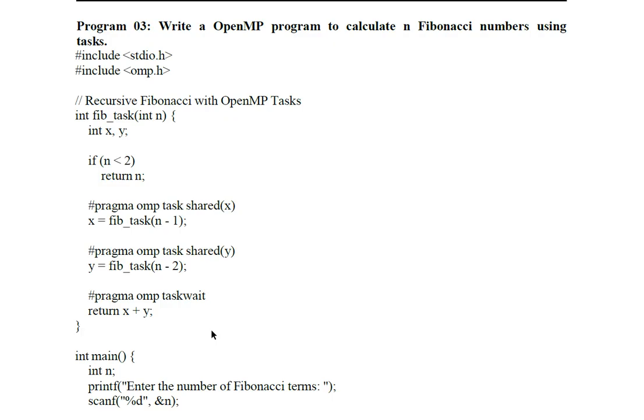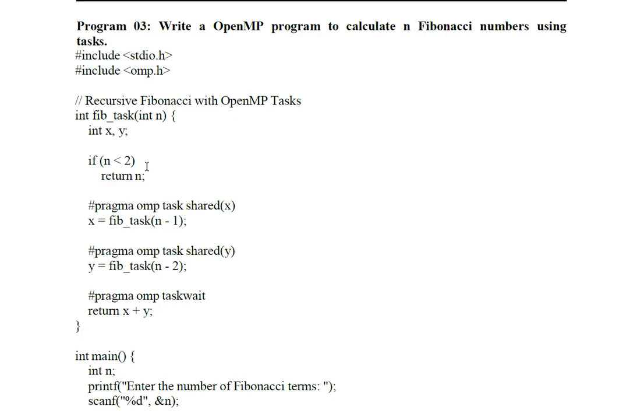multiple CPU threads. As usual, we are including the header files, that is #include stdio.h and omp.h. The stdio.h is for input output functions like printf and scanf, and omp.h provides OpenMP functions and directives for parallel programming. So in this recursive Fibonacci with the OpenMP task, here we are declaring the integers x and y.